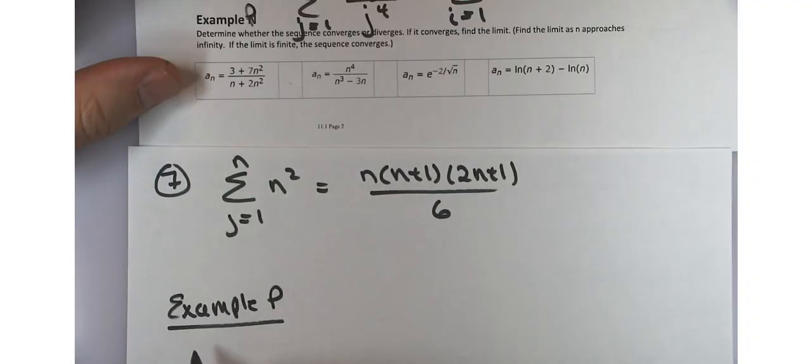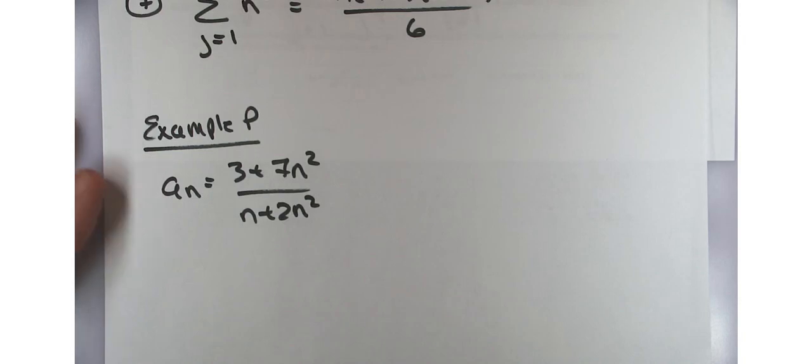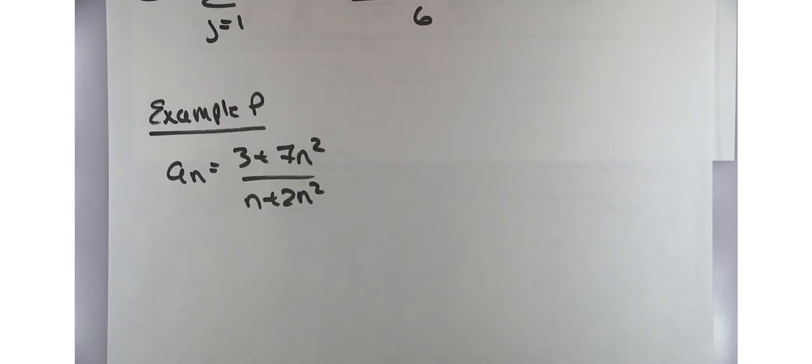So we've got a sub n equals 3 plus 7n squared over n plus 2n squared. And the question is, if we start putting in larger and larger values of n, is this going to kind of settle down to something? And you can experiment with it numerically. Nothing wrong with that. Let's take a look at the graph here real quick.